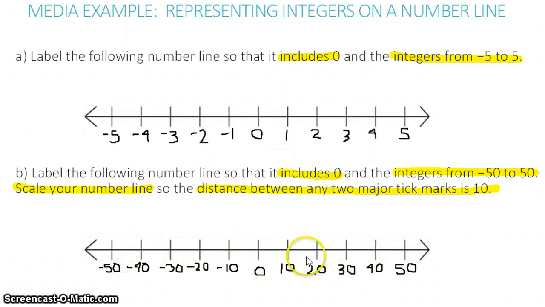So we have labeled this number line. It's centered at 0 and contains all the integers from -50 to 50, labeling the numbers that are multiples of 10.